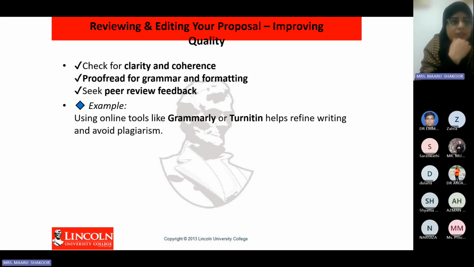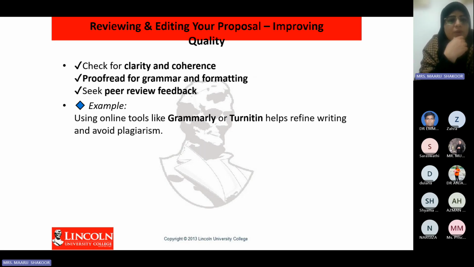Reviewing and editing your proposal: check for clarity and coherence, proofread for grammar and formatting, seek peer review feedback. It is very, very important. Don't think that it is the teacher's or supervisor's job to do this. No, no, no. You are responsible for your work. You have to check all these things, then hand it over. Then if there are mistakes, you can correct them. Using online tools like Grammarly and Turnitin helps refine writing and avoid plagiarism.